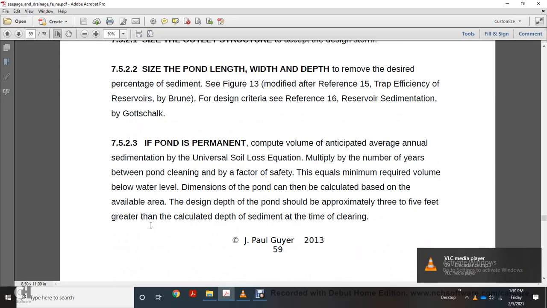If the pond is permanent, compute the volume of anticipated average annual sedimentation using the universal soil loss equation, multiplied by the number of years between pond cleanings, with a factor of safety, to give the required volume below the water level. The dimensions of the pond may be calculated based on the available area. The design depth of the pond should be approximately 3 to 5 feet greater than the calculated depth of sediment at the time of cleaning.